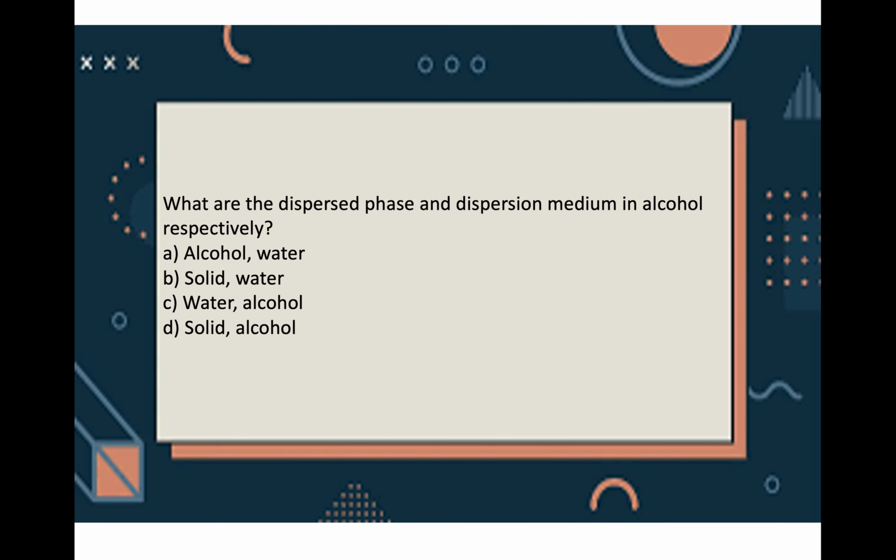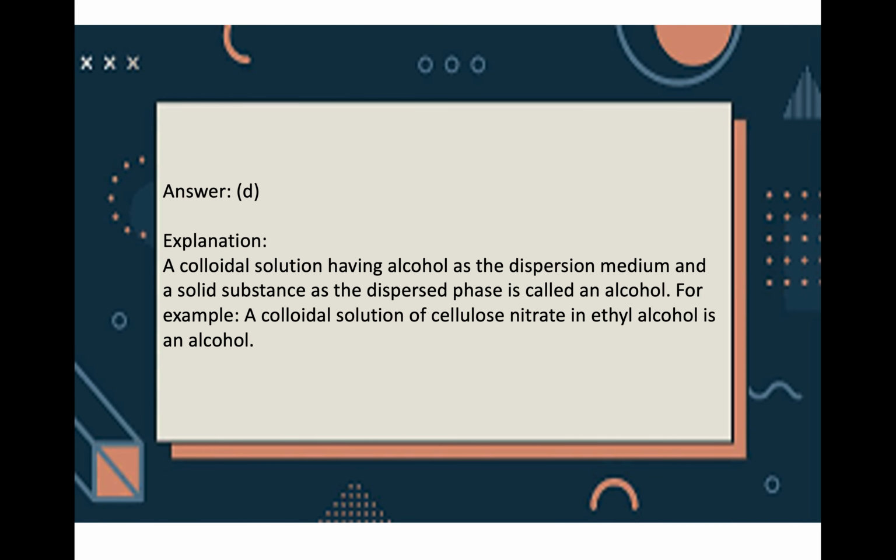Now what are the dispersed phase and dispersion medium in an alcosol respectively? A. Alcohol, water. B. Solid, water. C. Water, alcohol. And D. Solid, alcohol. The answer is D, solid, alcohol, because a colloidal solution having alcohol as the dispersion medium and a solid substance as the dispersed phase is called an alcosol. Example, a colloidal solution of cellulose nitrate in ethyl alcohol is an alcosol.